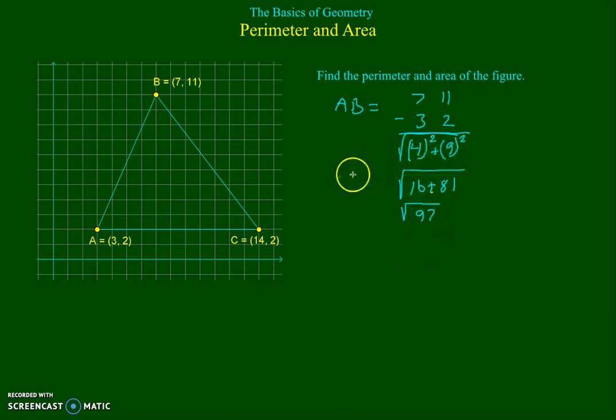Now, let's do BC. So we'll do BC over here. And that's going to be (7, 11) and (14, 2).